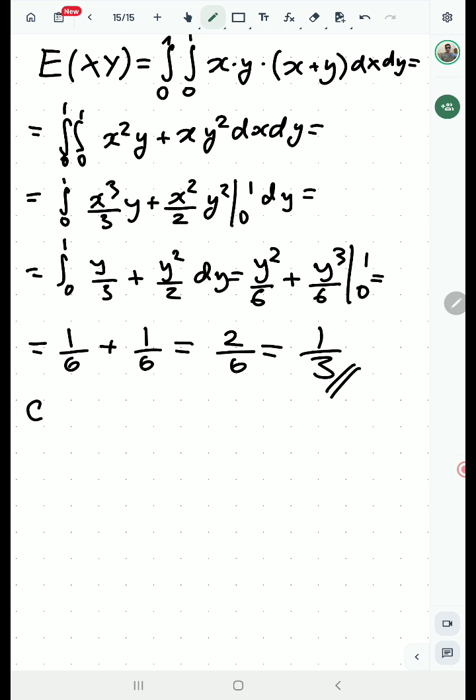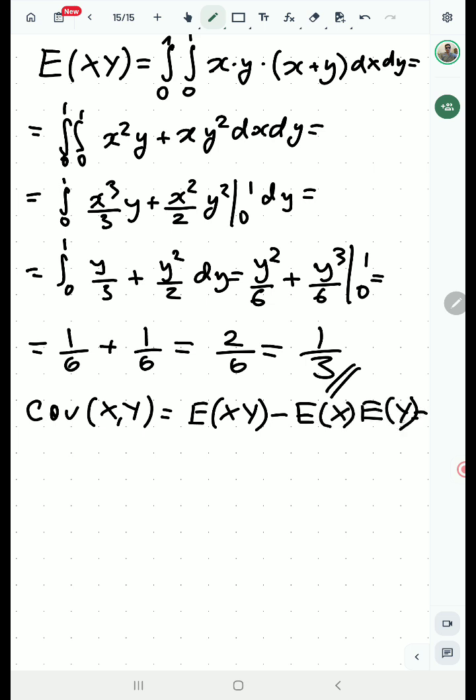So we have all the pieces of covariance. Covariance of xy is equal to the expectation of xy minus the expectation of x times the expectation of y. We know that the expectation of xy is equal to 1 over 3, minus the expectation of x, which is 7 over 12, and the expectation of y is also equal to 7 over 12. If you compute that, it's going to give you 1 over 144. Okay, now we have the covariance.